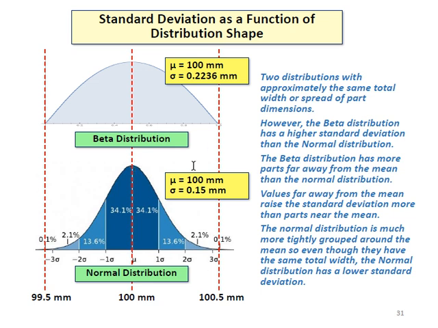So when you take a look at it, they have the same mean, which is 100 millimeter, and the standard deviation for normal is 0.15 millimeter, and your standard deviation for the beta distribution is 0.2236 millimeter. Okay, so in normal distribution, most of the values are clustered tightly around the mean. And the spread is more concentrated near the center, and this makes the standard deviation smaller, because fewer values are far away from the mean, meaning the values out here are fewer than the values inside of the first standard deviation.